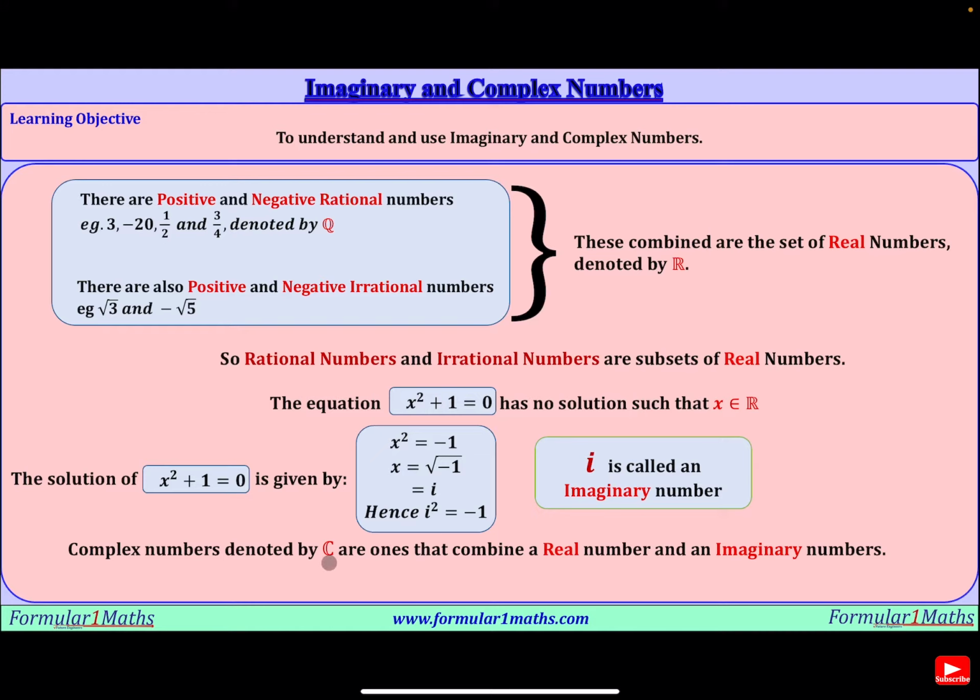So let me give you examples of complex numbers. 9 plus 2i, where 9 is the real part and 2i is the imaginary part. Again, 2 is the real part and minus i root 7 is the imaginary part. Pi plus 3i. Pi is the real part, 3i is the imaginary part.